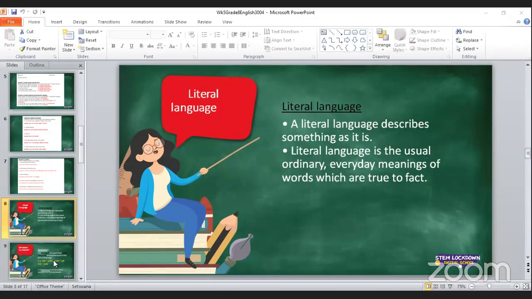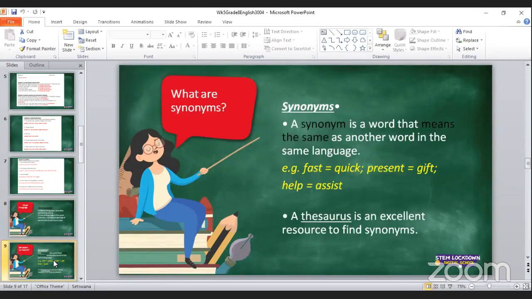So let's go to the next section of our lesson, which is synonyms. If you have been attending our lessons for some time now, I think you will recognize this. So yes, we're just passing through synonyms because it really does go with what we are going through today. So remember that a synonym is a word that means the same as another word in the same language, right? And those are the examples.